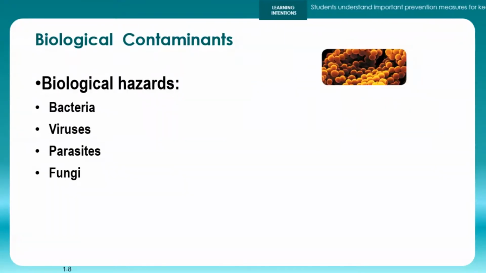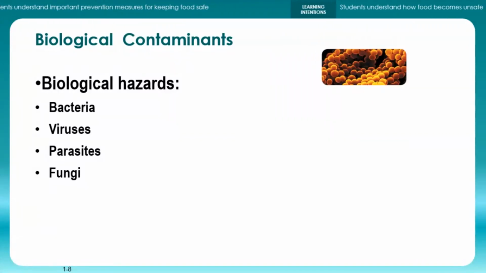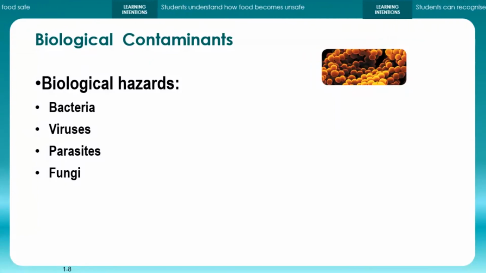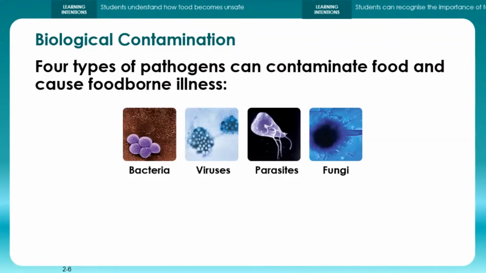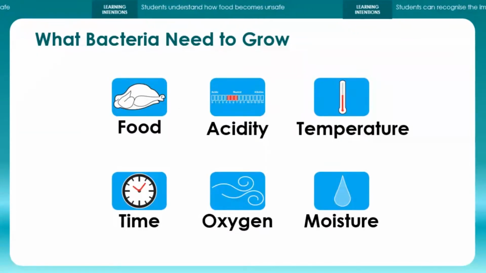So the biological hazards, they could be bacteria, viruses, parasites, or fungus. Remember that's one of your questions on your worksheets. So biological hazards are the four things: bacteria, viruses, parasites, and fungi. Fungi are like mushrooms.